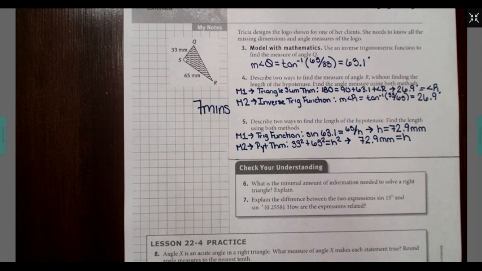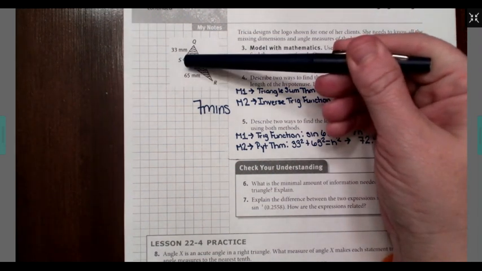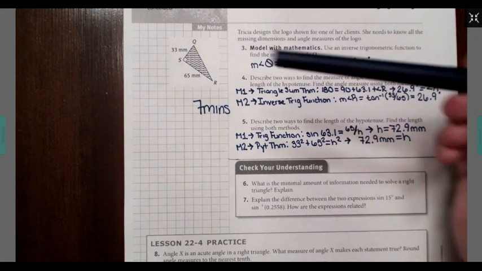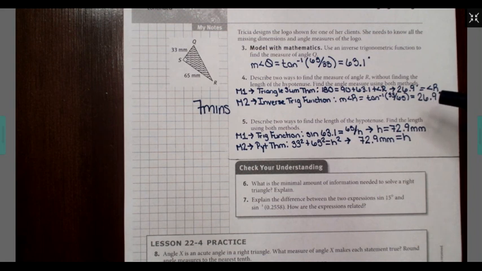The first way was the triangle sum theorem. If I know that angle Q is 63.1, and I know that angle S is 90 degrees, well, angle R must equal something that whenever I add those up, I'm going to get 180. So that missing angle must be 26.9 degrees.